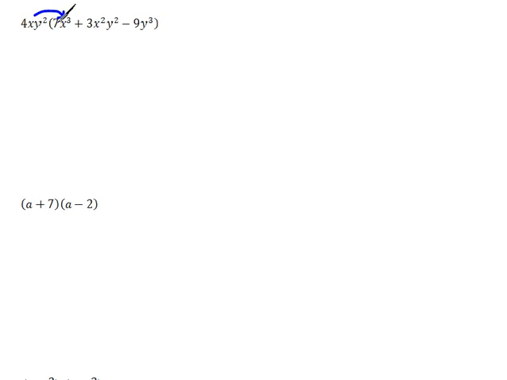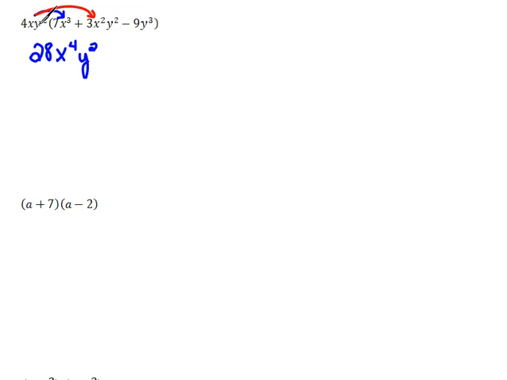4xy squared times 7x cubed would be 28. For the x's, since we're multiplying like bases, we have to add the exponents, so that would be x to the fourth, and then our y squared. Now, we're going to distribute it to the 3x squared y squared. I'm going to do this in a different color so you can make sure and see these happening.